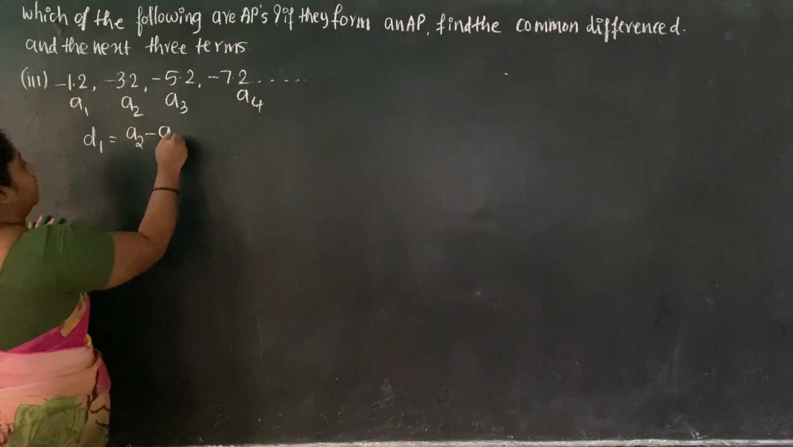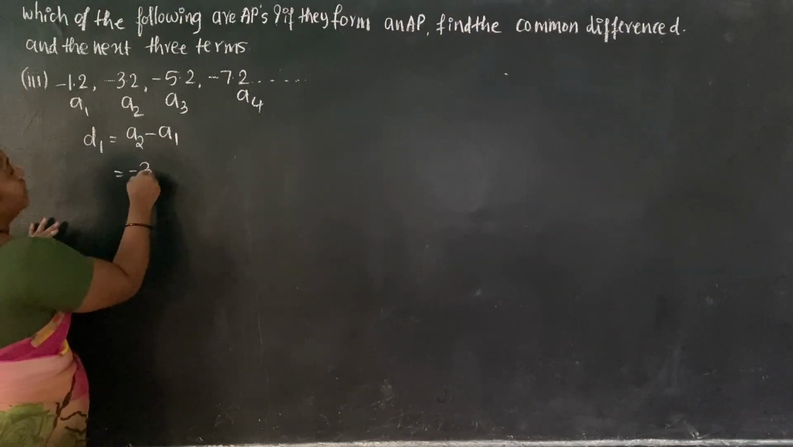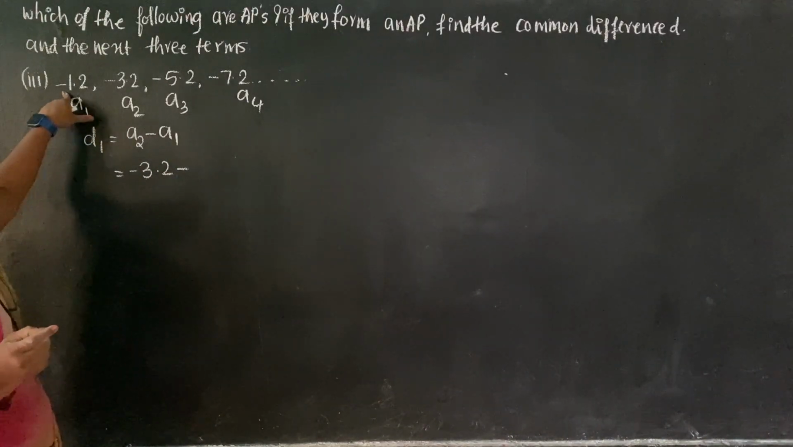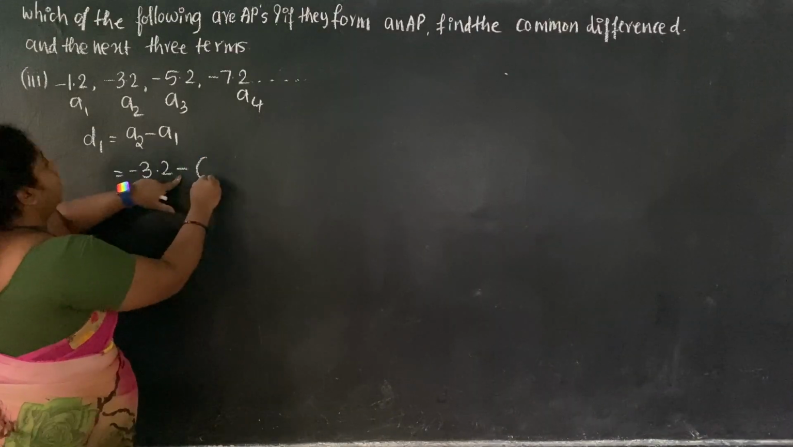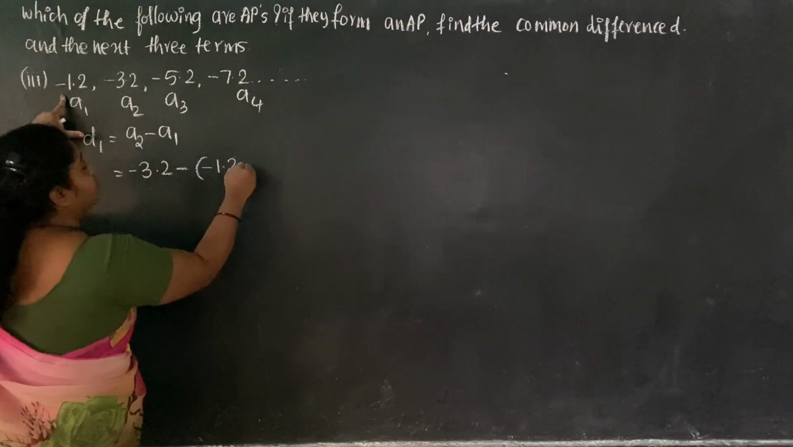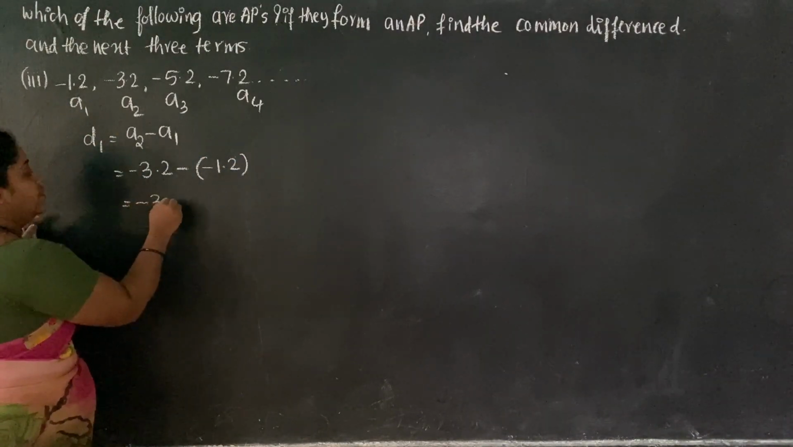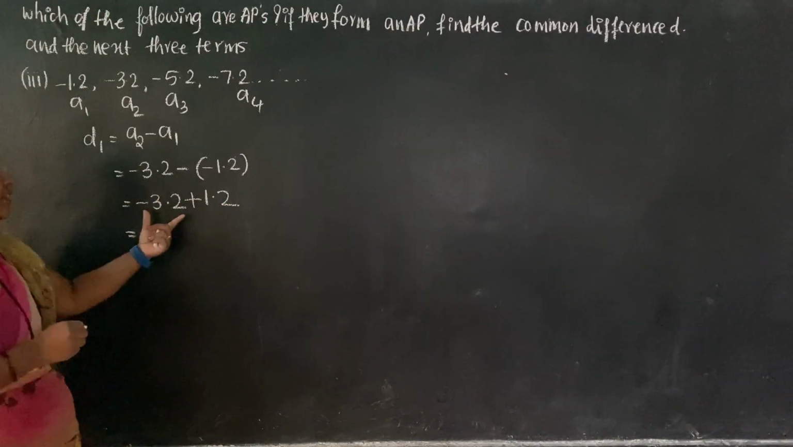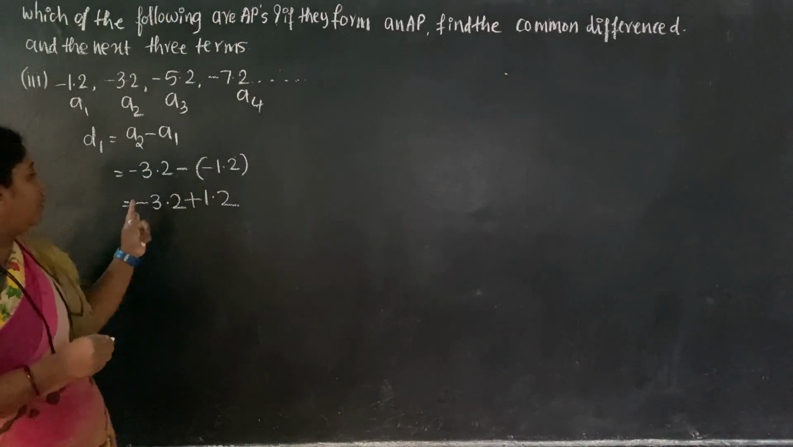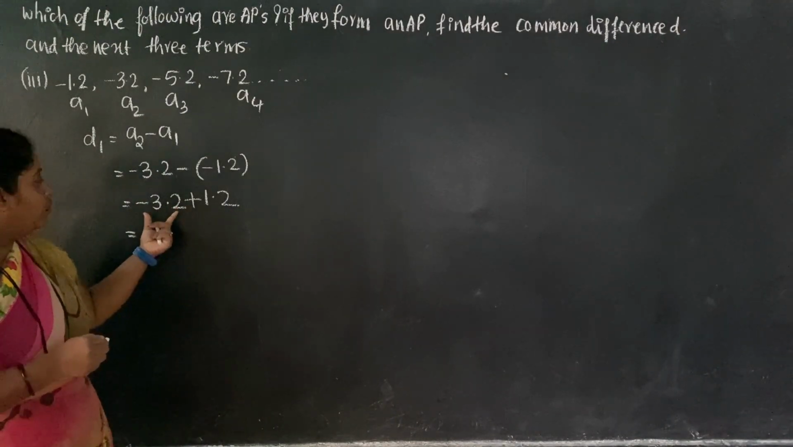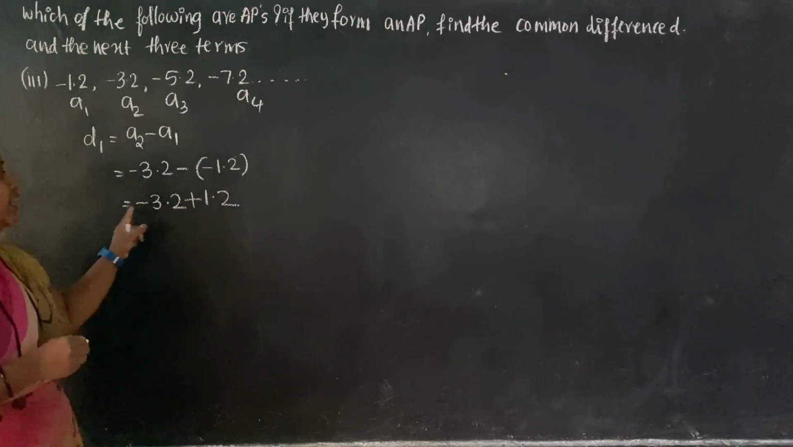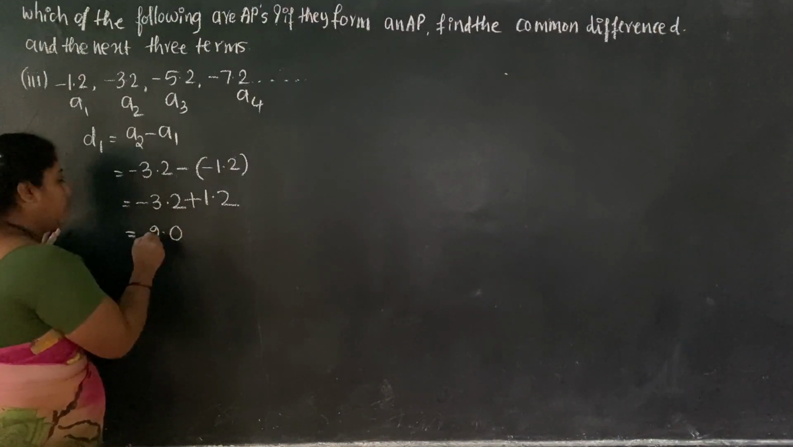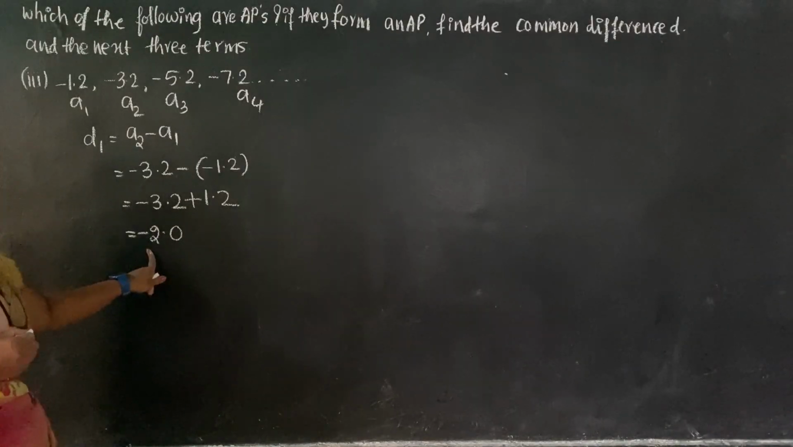A2 minus A1. What is A2? I have minus 3.2 and A1. Just look at it, this is also with respect to negative sign. So minus, what is the A1 value? I have minus 1.2. So minus 3.2 minus into minus, plus 1.2. You just see here, dear, 3.2 plus 1.2. One is negative and another one is positive. So what you do? Bigger minus smaller, keep the negative sign. Understanding? 2 minus 2, 0. 3 minus 1, 2. But the bigger number sign is negative, so I am going to put negative. D1 is minus 2.